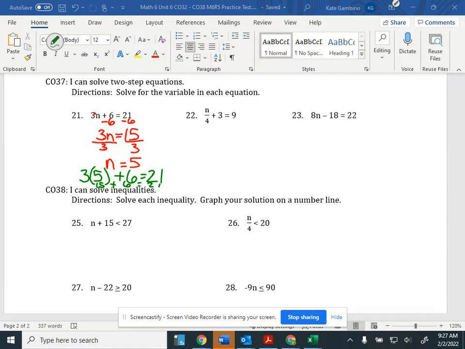Number 22. What is my first step? Kira. You do with the addition, you turn it into subtraction. So 3 minus 3 is 0. We'll cancel. And then 9 minus 3, which would be 6. Good. So I'm going to rewrite my equation. 3 minus 3 you said was 0, so I don't have to write that. 9 minus 3 you said was 6. Now what do I do?